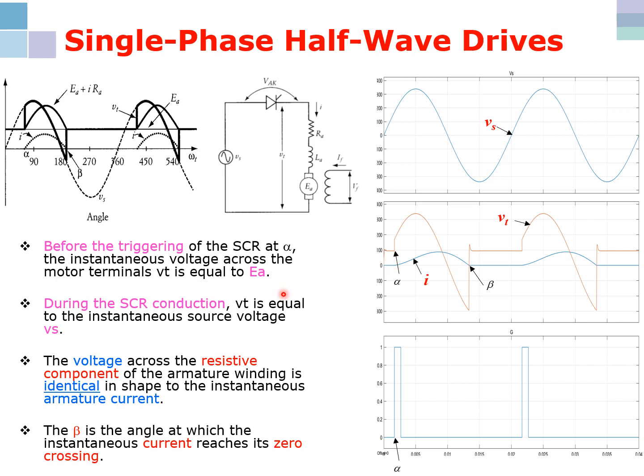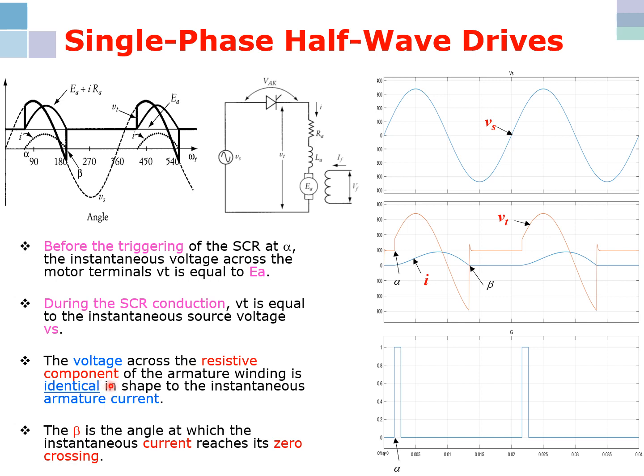Okay, and then during the SCR conduction, the VT is equal to the instantaneous source voltage VS. So once the SCR is closed, the switch is closed, the current will be conducted, and the value of VT is equal to the value of VS. If you can see here, the value of VT is the same as VS once the current is conducted.